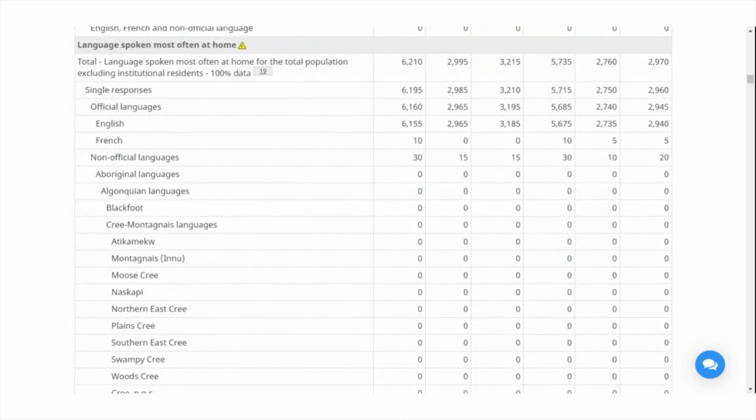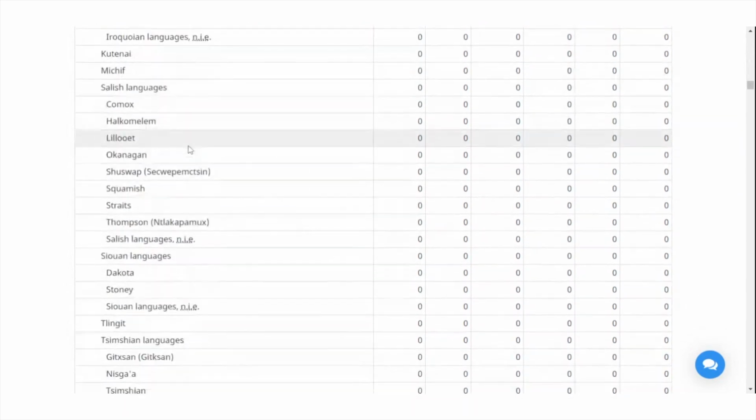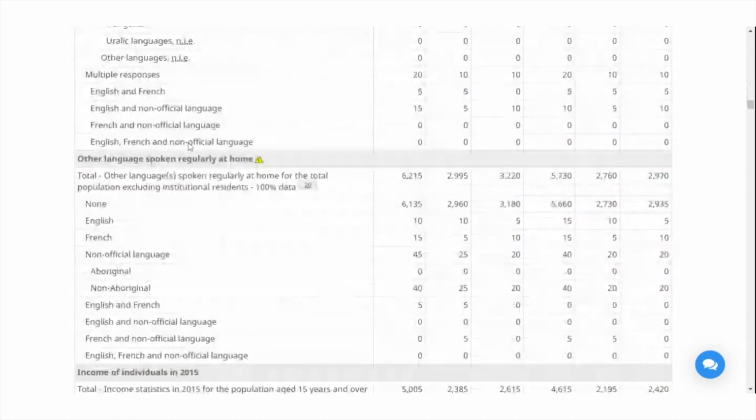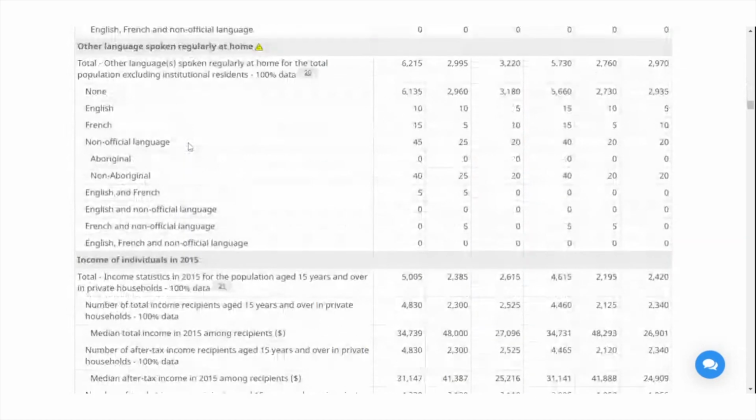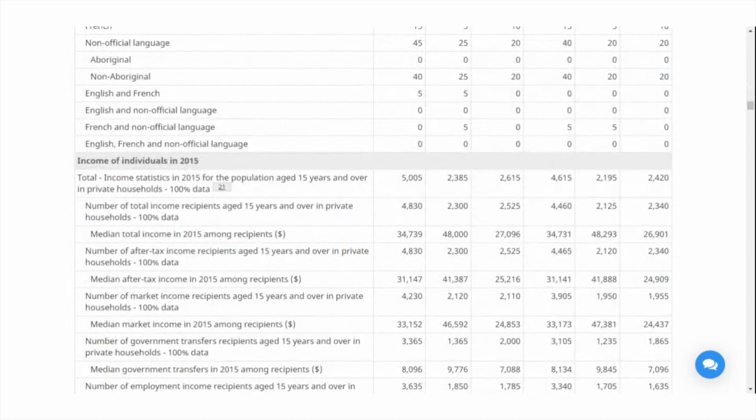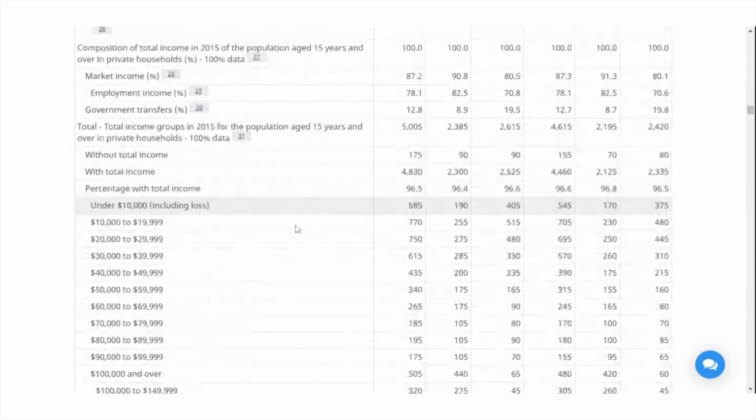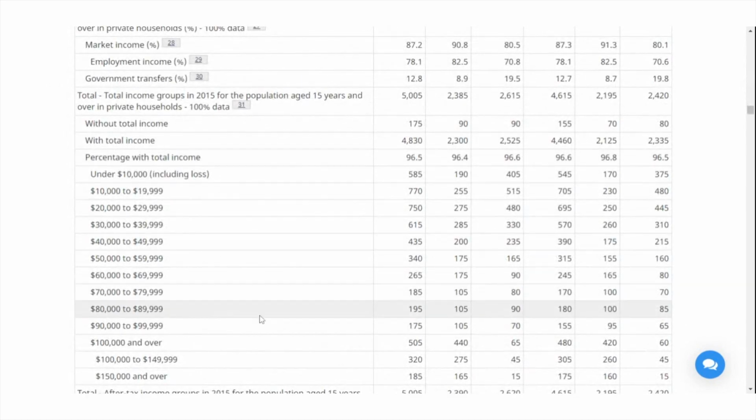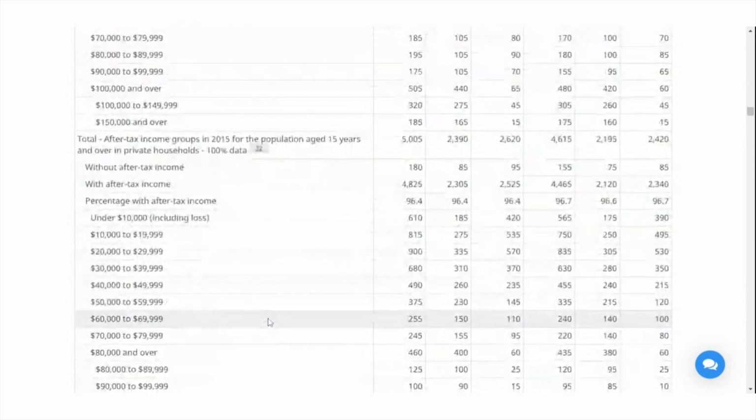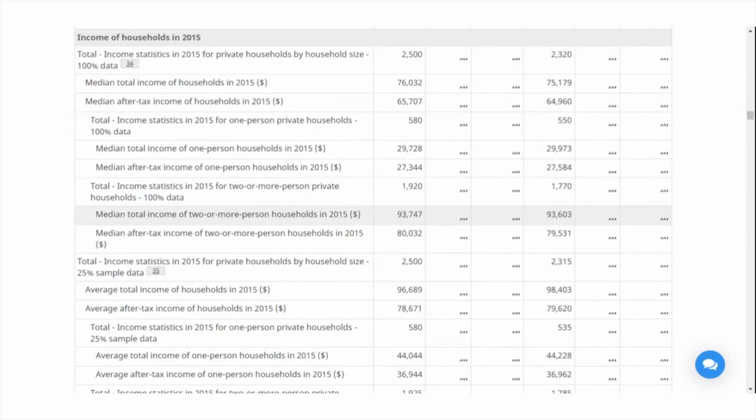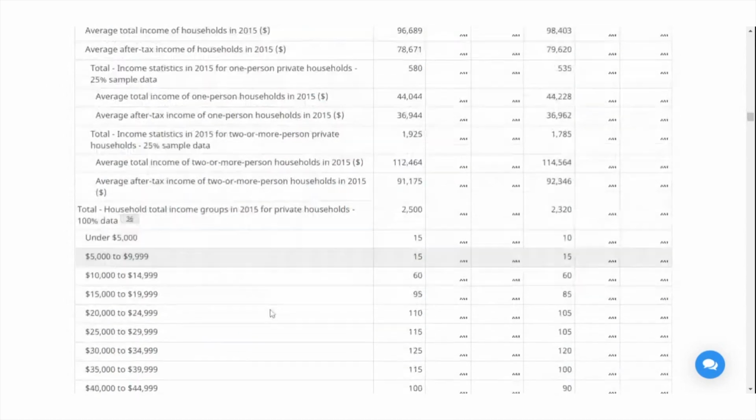We're all English, British background. You keep on going down here. This is quite extensive. This exists for every town, by the way. This is not just Clarenville. Other languages spoken, income, okay? So this income data for 2015 will give you the number of people and how much money they make on average. It will give you information with regards to the percentage breakdown of income. It will give you information on where the income came from.